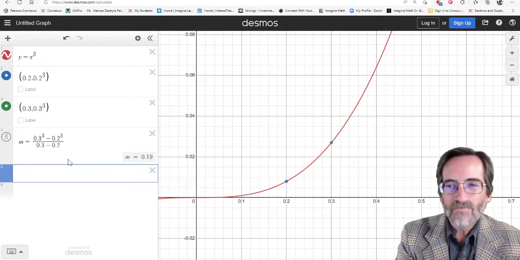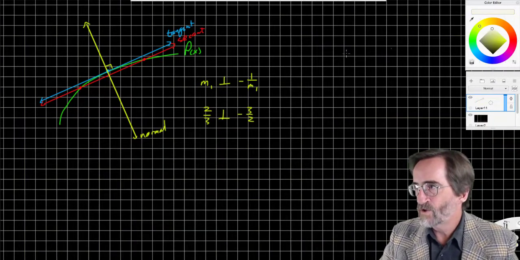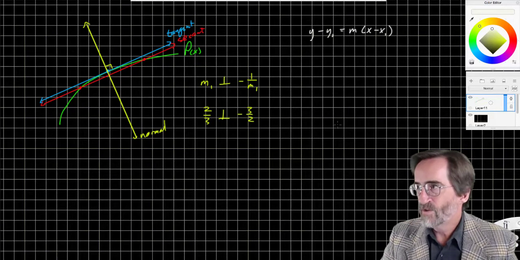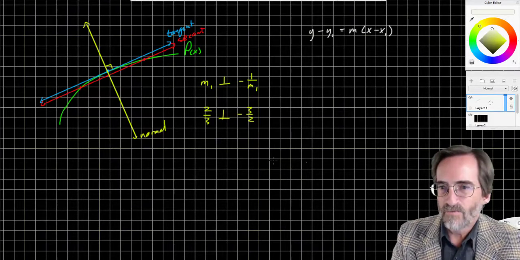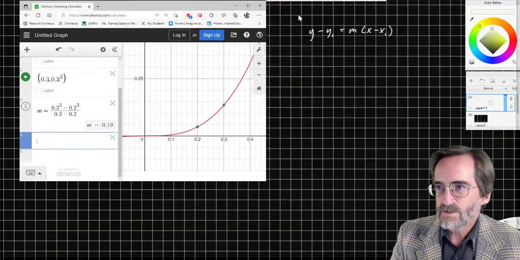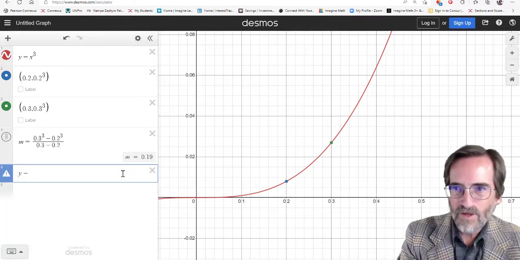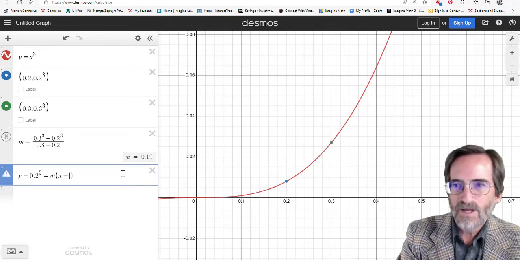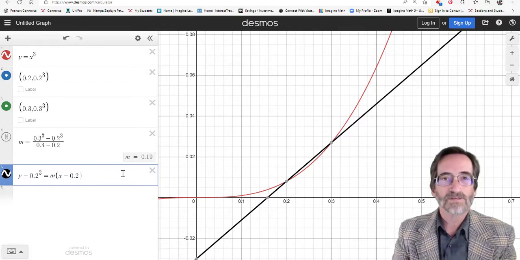All right, so let's graph the line. Remember the point slope formula of a line? This is what I'm going to use here, and you need to be familiar with this. Y minus the y value equals the slope times x minus the x value. That's the point slope form of a line. So let's do that here. I'm going to use 0.2 and 0.2 cubed as my point. So y minus the y value, 0.2 cubed, equals m, and I've already got m defined, so got that. X minus the x value is 0.2. Okay, and there we go. We've found the slope of the secant line.